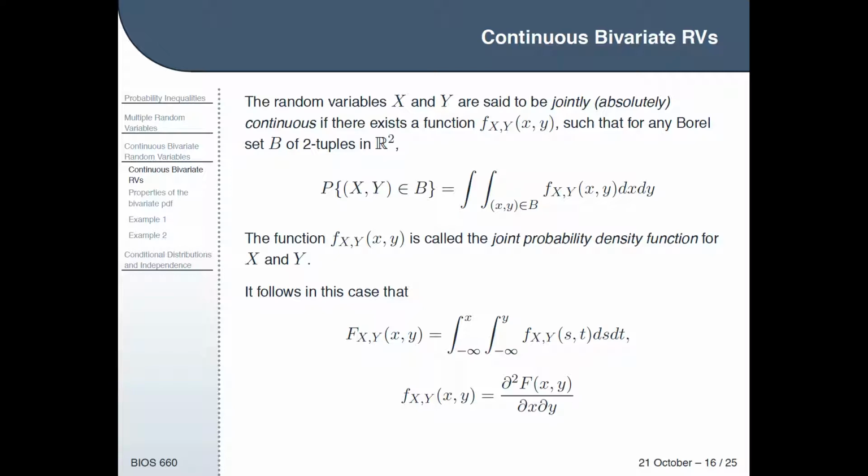And given the joint CDF, you can find the joint PDF by just taking the partial derivatives of the joint CDF. First take the partial with respect to x, then with respect to y. If it's been a while since you've taken multivariable calculus, the order that you take those partial derivatives doesn't matter. If it's an absolutely continuous function, you'll get the same answer either way.